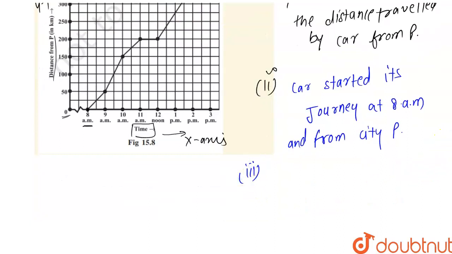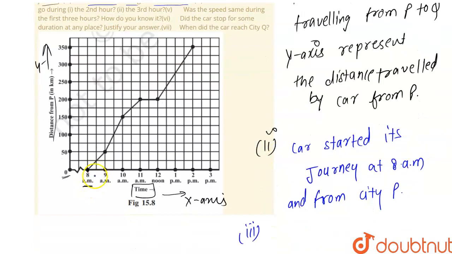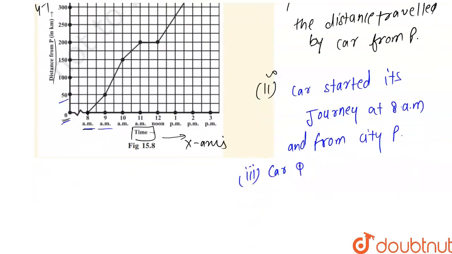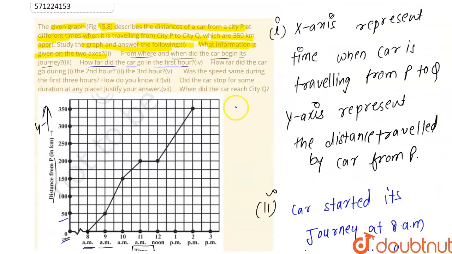Now let's move to the third part. Our third question is, how far did the car go in the first hour? The first hour is from 8 a.m. to 9 a.m. At 8 a.m. it is at 0 kilometer distance. At 9 a.m. it is at 50 kilometer distance. So we can say that the car traveled 50 minus 0 kilometer in the first hour. Basically, 50 minus 0 is 50 kilometer in the first hour.